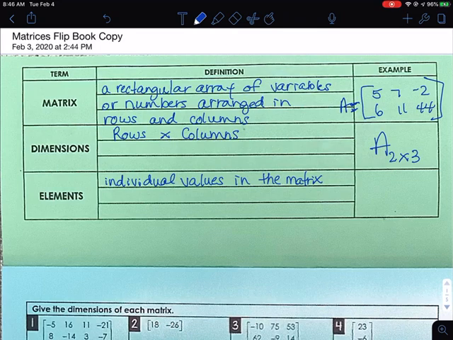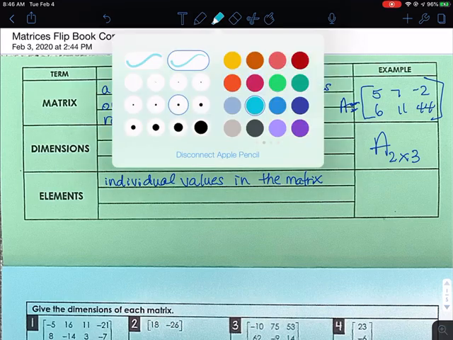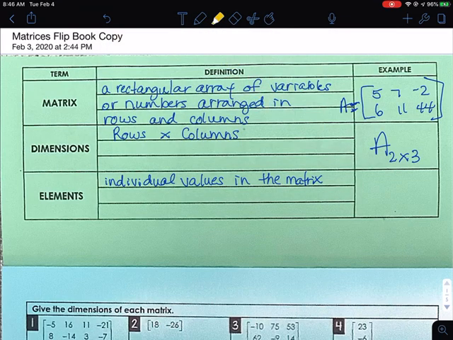So then if I wanted to talk about the number 7 and describe the location of that within the matrix, well, that element is in, we'll just call it A, row 1, column 2. So the element in row 1, column 2 is a 7.